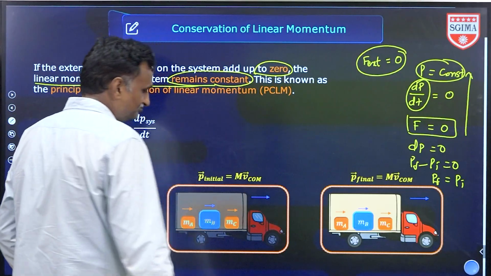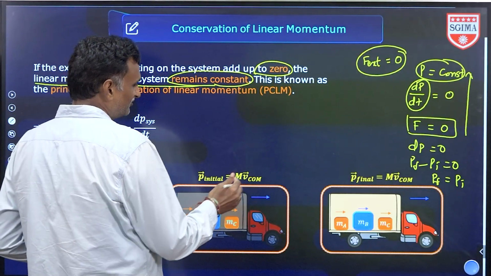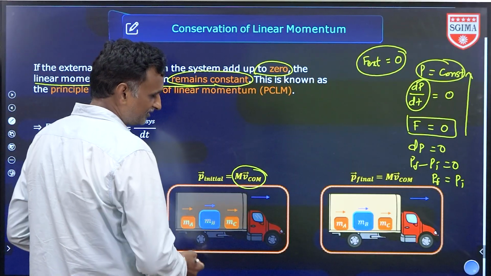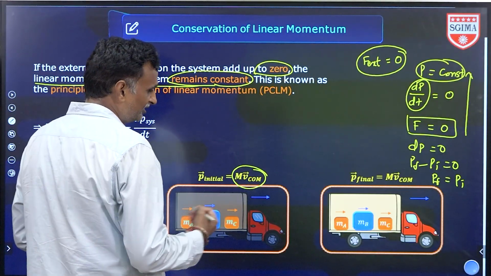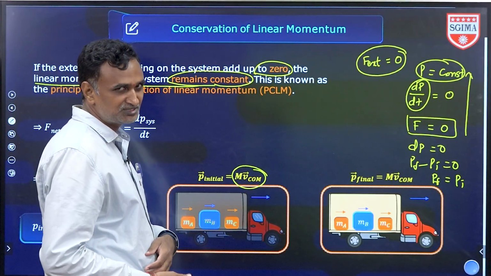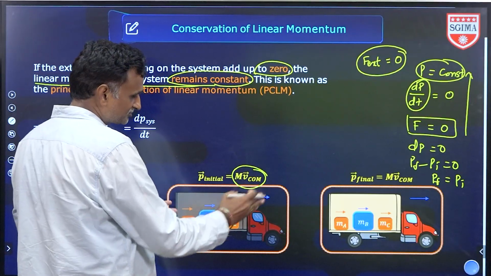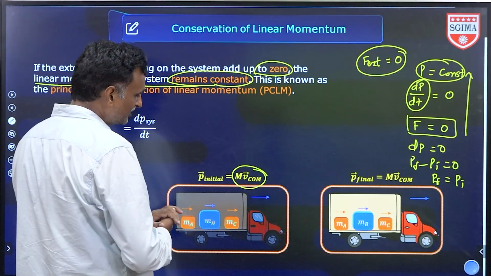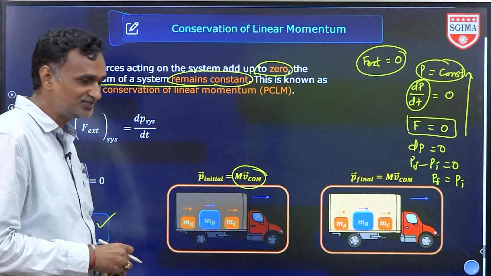Here you can see one truck containing 3 masses. It is moving with some momentum, m v_com, the velocity of the center of mass. In coming chapters you will learn what center of mass means. So it moves with some velocity, so that is the total center of mass we have taken. And no external force is acting on the truck and masses also.